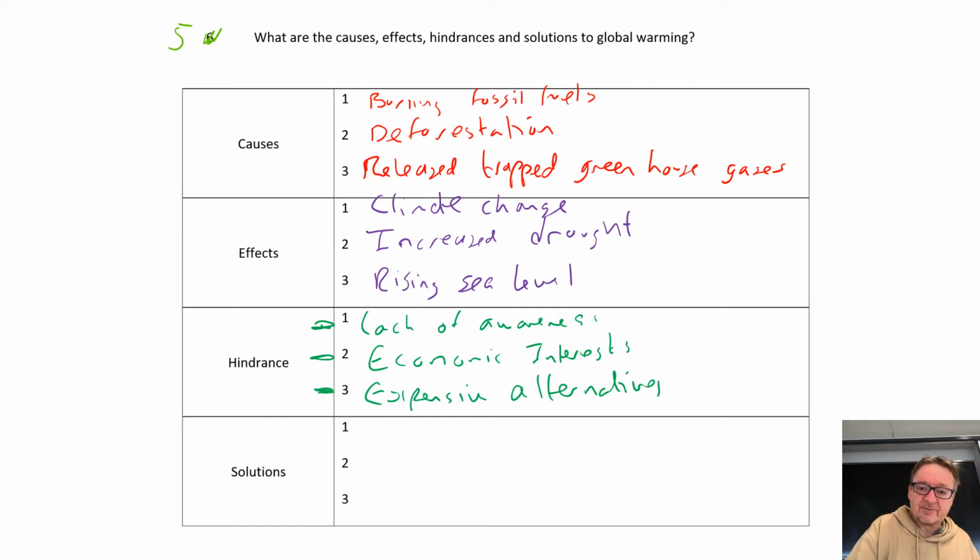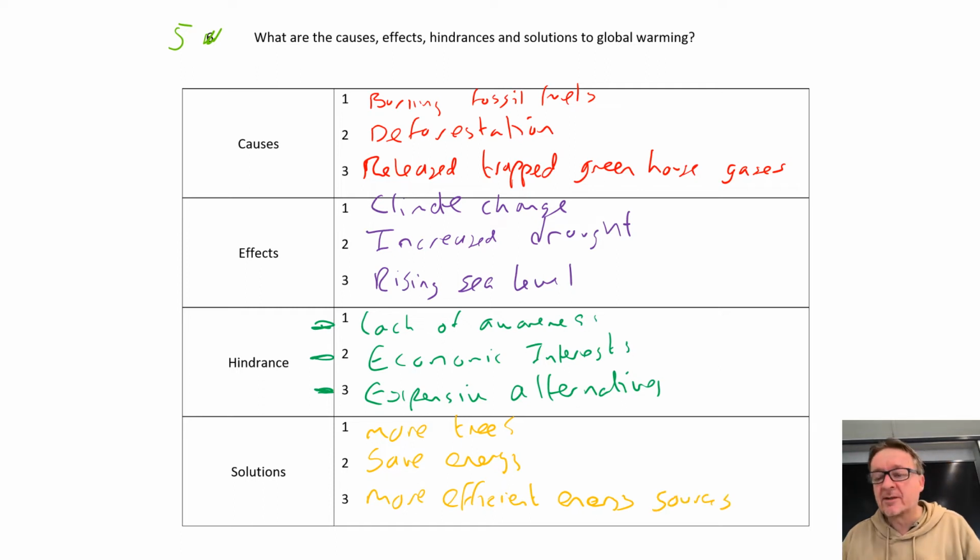Solutions are more trees, because basically more trees help. Save energy, turn your lights off. More efficient energy sources. So use more wind, use more wave, use more tidal.